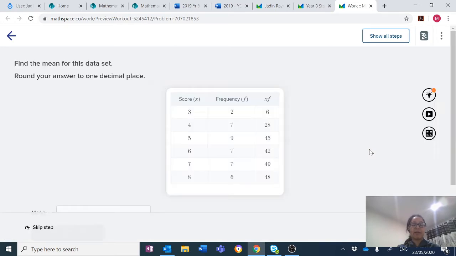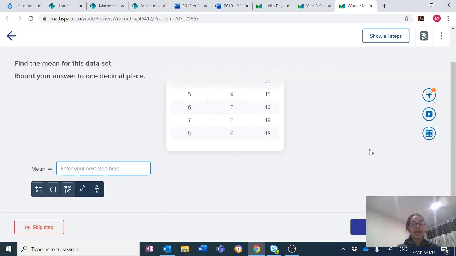So here's the question. Okay, and that's just my family outside, my daughter and son playing. So if you can hear any noises in the background, that's just my family.